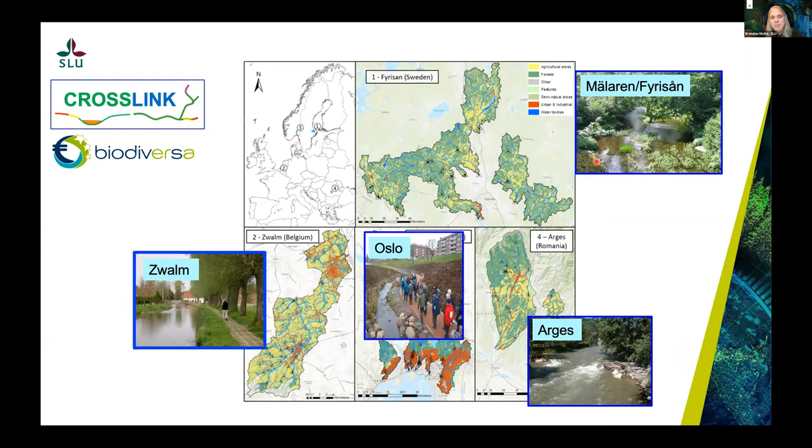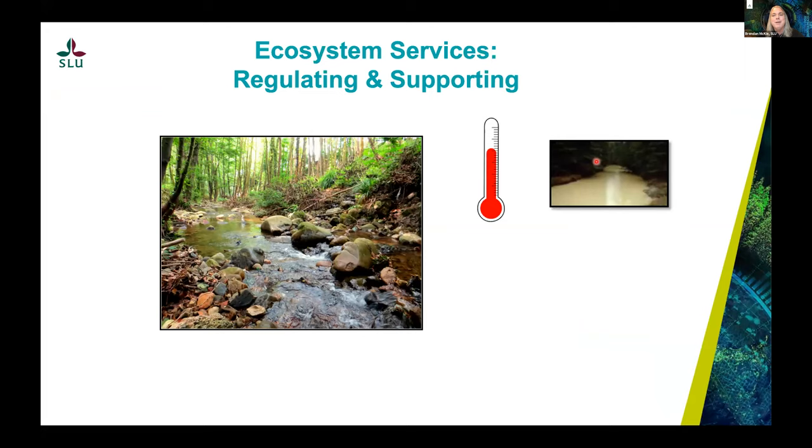In total, we have sampled more than 120 stream sites, and at each site we've quantified more than 40 different response variables to really try and gain an understanding of what changes when you have trees alongside streams and rivers in highly degraded landscapes. I'm only going to be able to give you a little taste of some of the things that we have been quantifying.